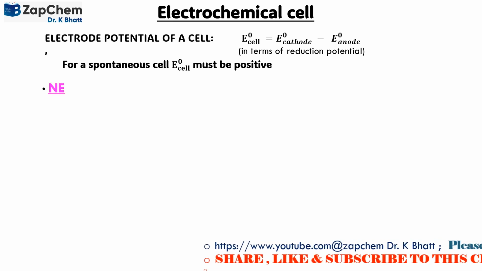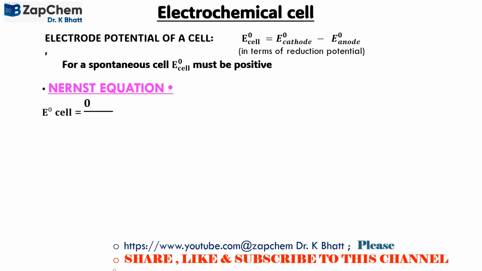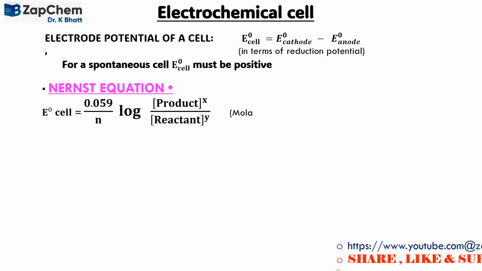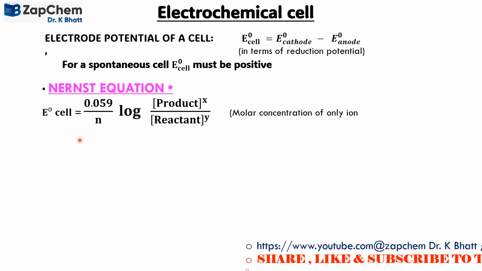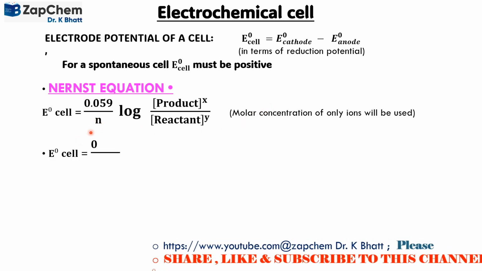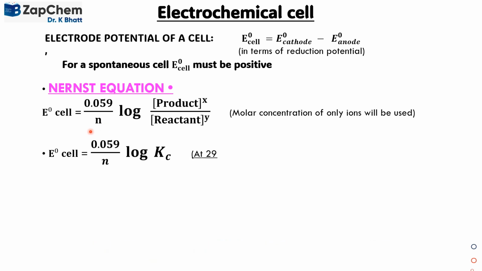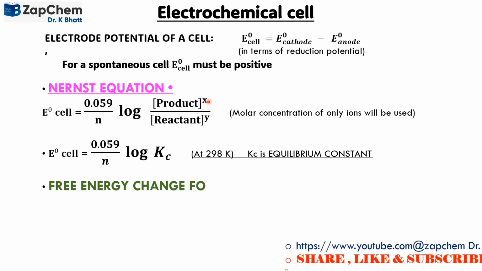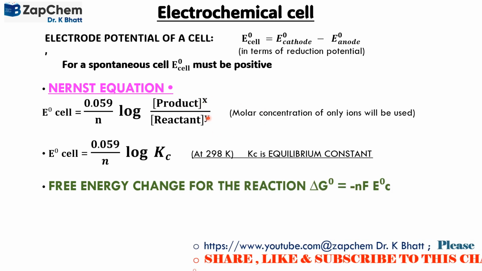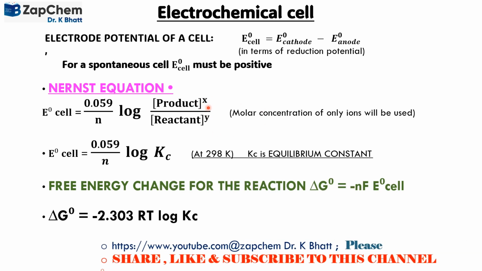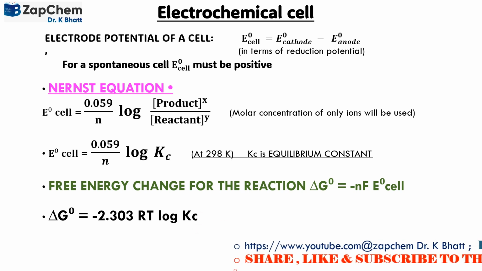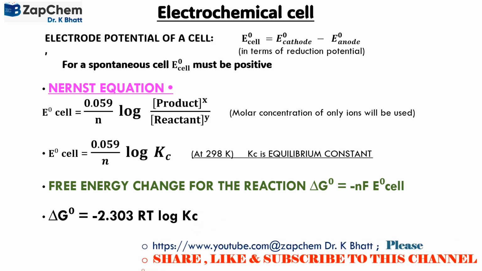Electrochemical cell, spontaneous reaction, Nernst equation. As we find, this n in the Nernst equation represents the number of electrons involved in the change, and these x and y are the coefficients raised to the reactions. And E cell is related to Kc, and free energies are also related to Kc in this way.